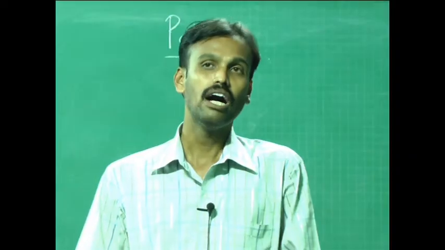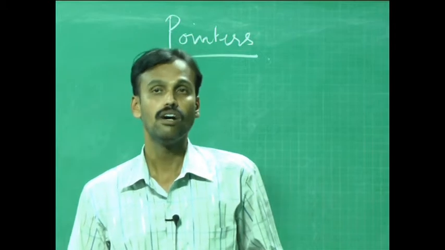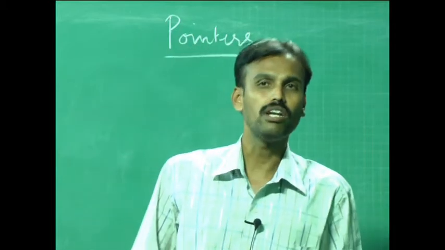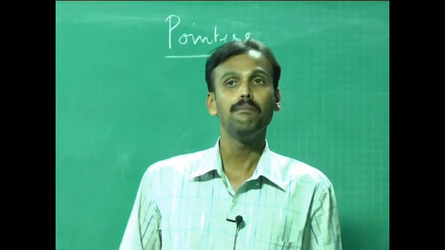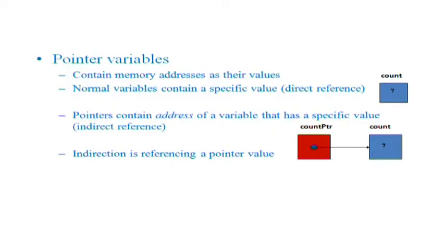Let us now have a brief glance at pointer variable declaration and initialization of a pointer. What is a pointer variable? It contains a memory address as its value. Number two, normal variables contain specific values, which are direct references, whereas pointers hold addresses, which are indirect references. Pointers contain the address of a variable that has a specific value, which is an indirect reference.